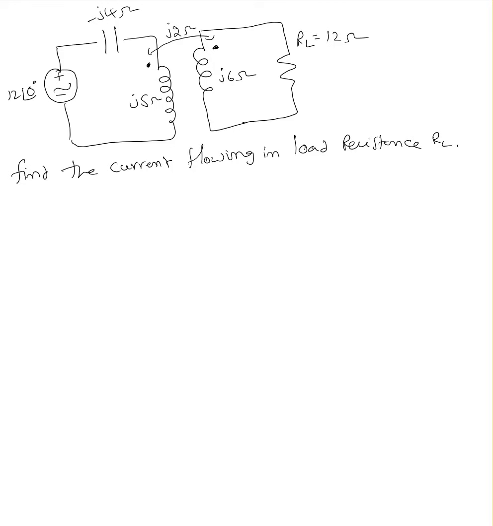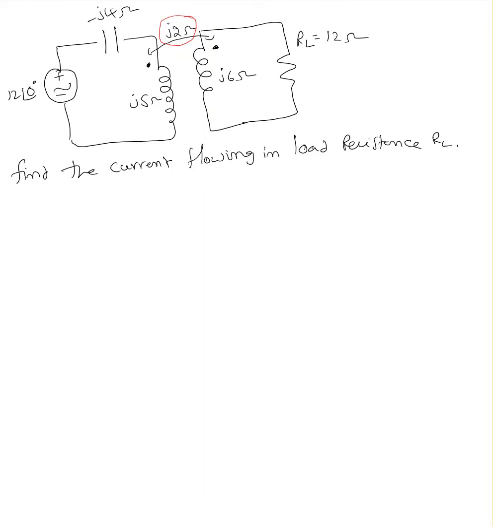Here is the first example based on the mutual inductance. So here we see two loops. There are two inductors and there is a mutual inductance of j2 ohms. This circuit is already in the frequency domain, so we don't need to convert the domain for this.